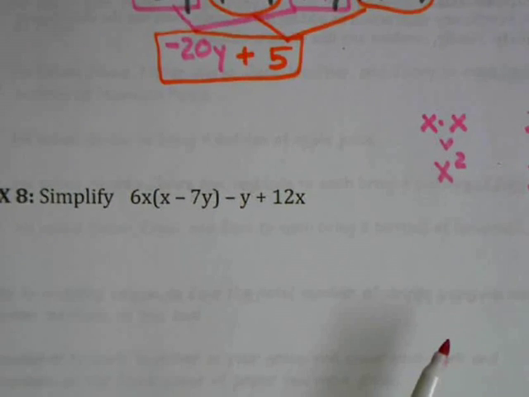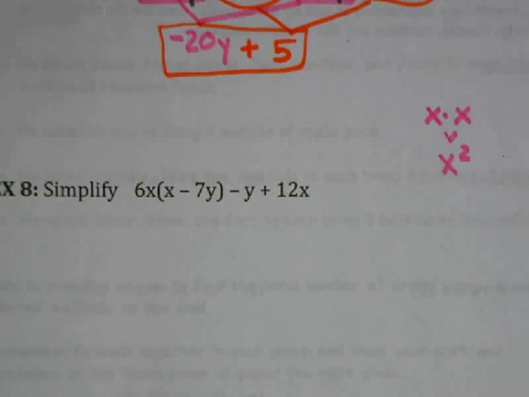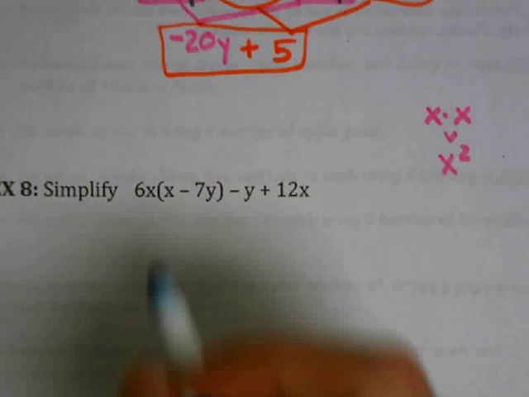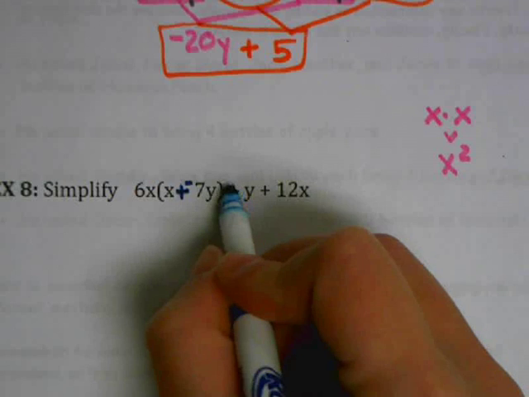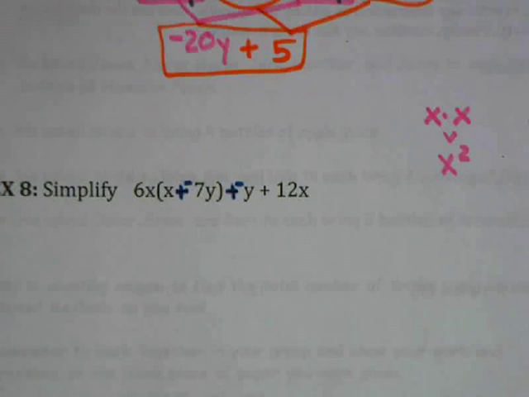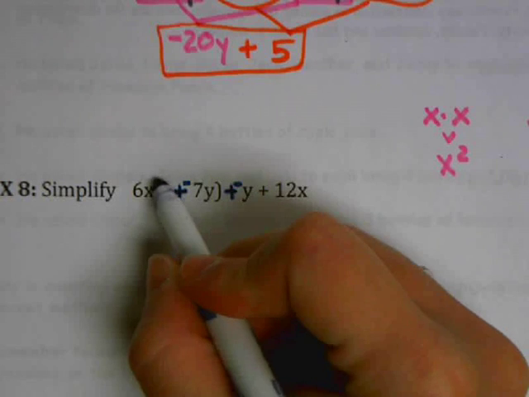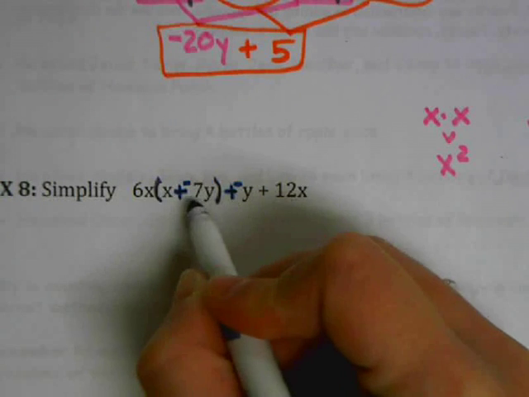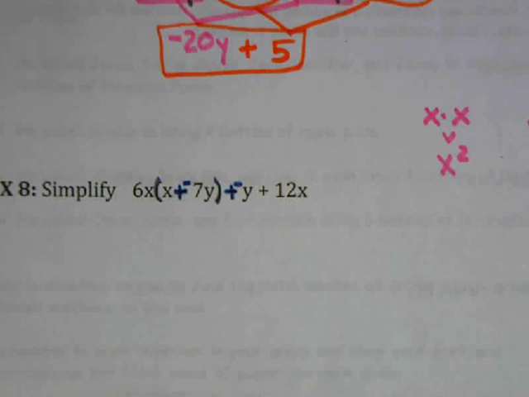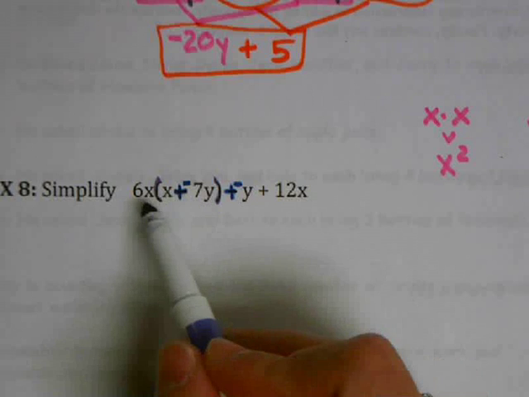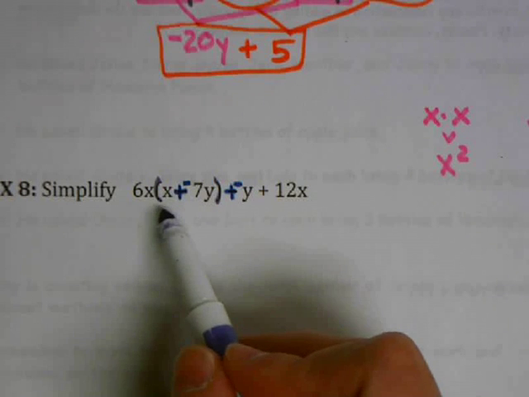All right, we're going to simplify this guy. We've got some subtraction. Can we get rid of that first? Instead of subtracting, let's add -7y, and let's add -y. Okay, let's follow the order of operations. What can we do here? Are there parentheses? Yes, there are. Is there anything we can do inside the parentheses? X's and y's. Can we add them up? Nope. They're not like terms. So we can't do anything in there. Are there exponents? No. Is there multiplication? Yes. Boom. Distributive property.